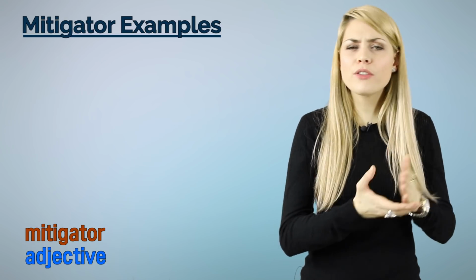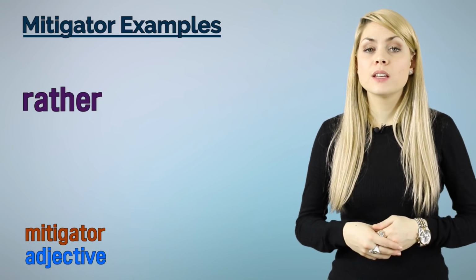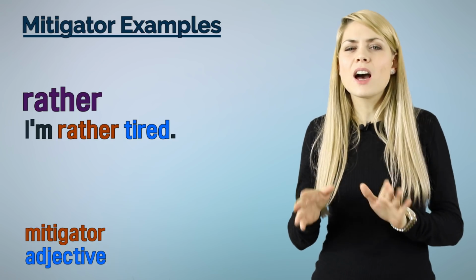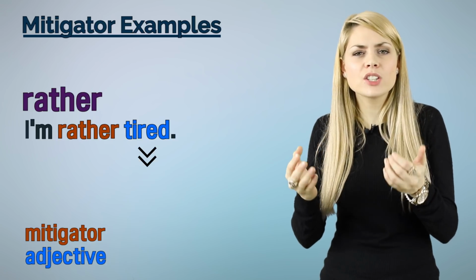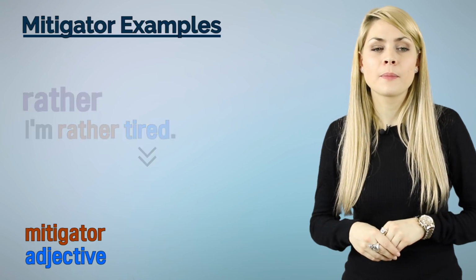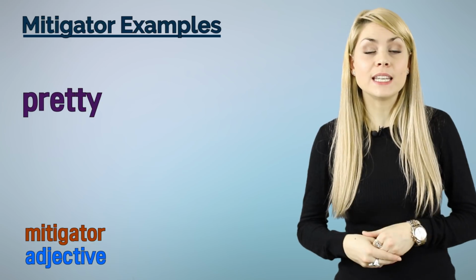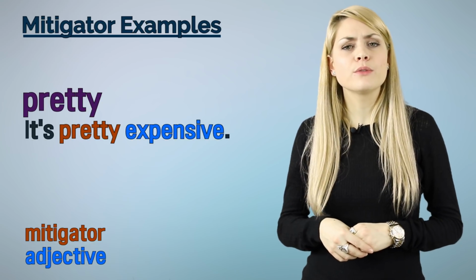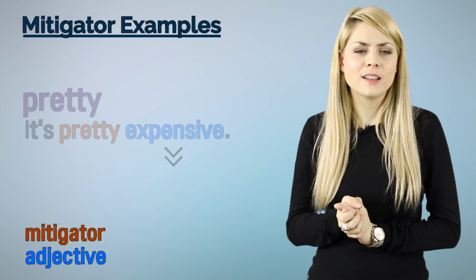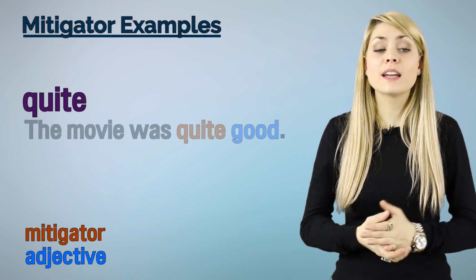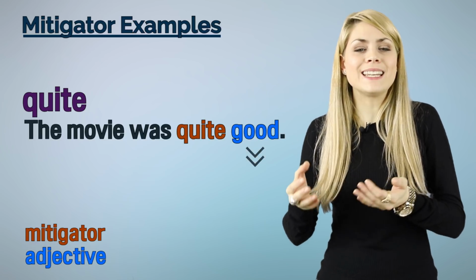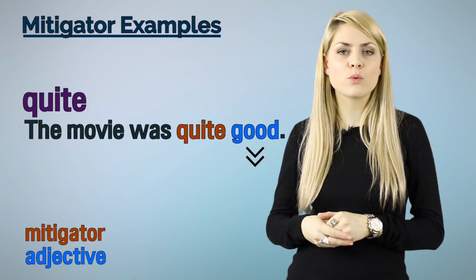Other mitigator, rather. So when I say I'm rather tired, I'm not exactly tired. I'm a bit less. The adjective is less powerful because of this rather. Other example, pretty. It's pretty expensive, which means it's not expensive, it's a little bit less. Or quite, like the movie was quite good. The adjective good is less powerful because of this quite.